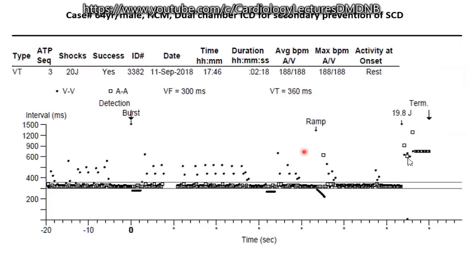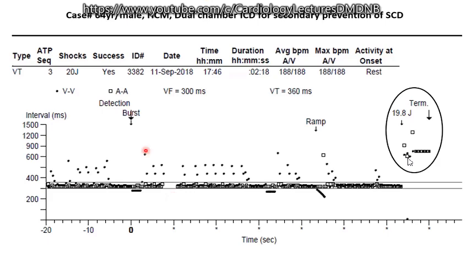So I would like to start with a case example. This was a 64-year-old male with HCM, with a dual chamber ICD given for secondary prevention of SCD. This patient got a shock, and after getting the shock, he was told that it's good that you got the shock. That's what the ICD was given for, and now you have recovered.